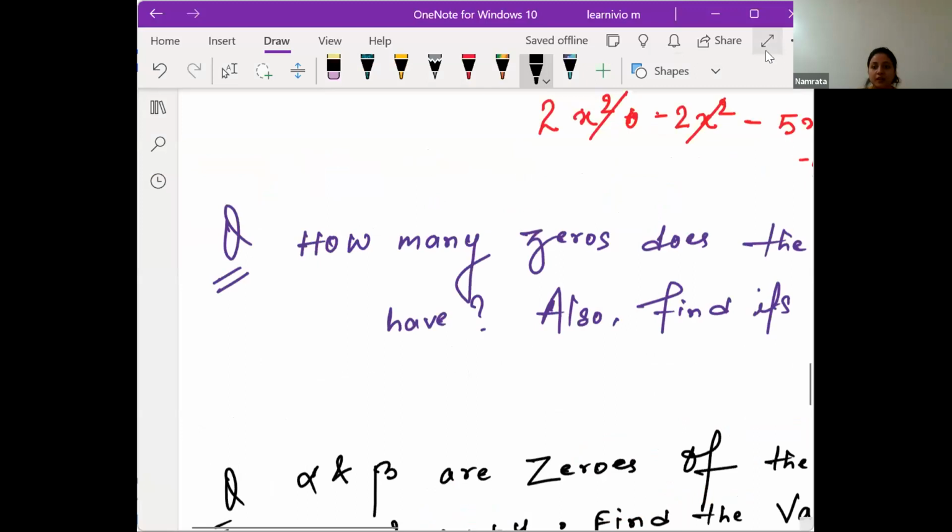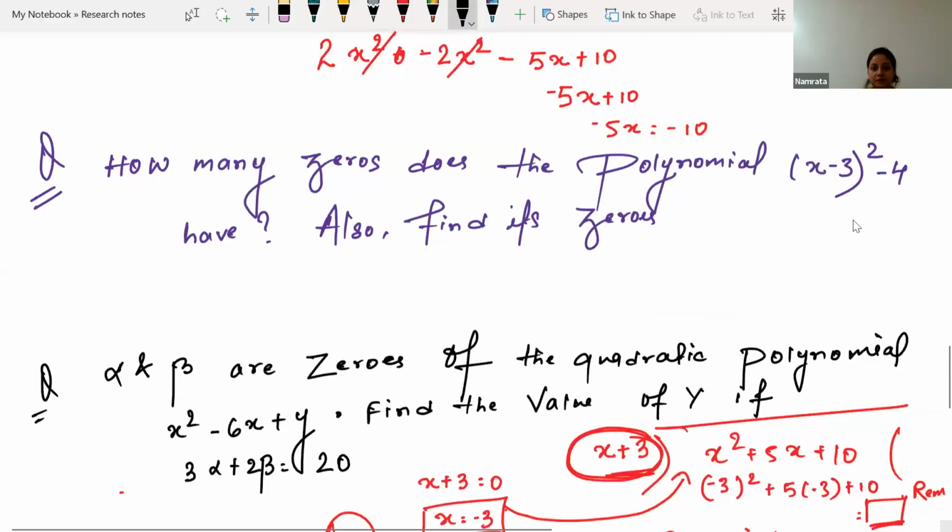Are you doing it, Arya? Yes. What have you done for this one? How many zeros does the polynomial (x minus 3) whole square minus 4 have? I'm still thinking how to do it. For now, I have just expanded it. For now I have just gotten 9x plus 9 minus 4.